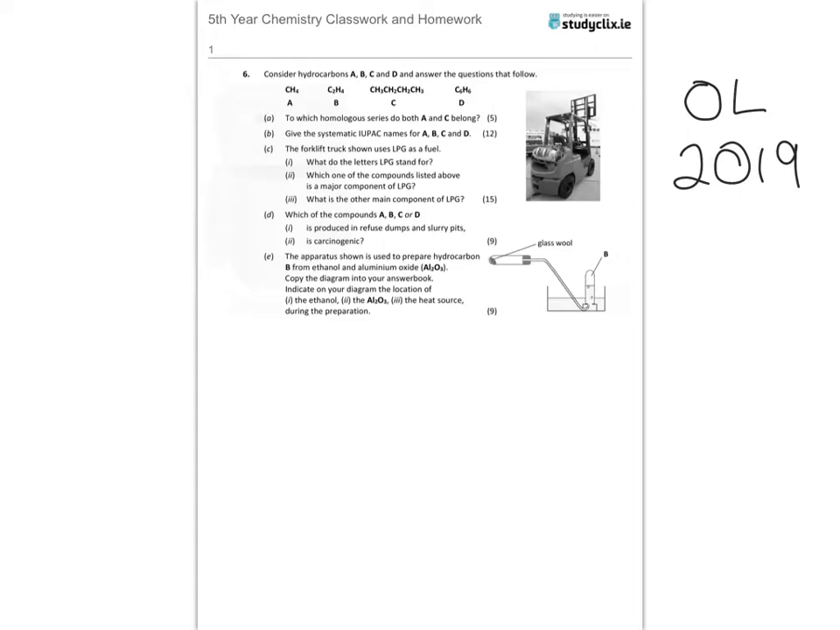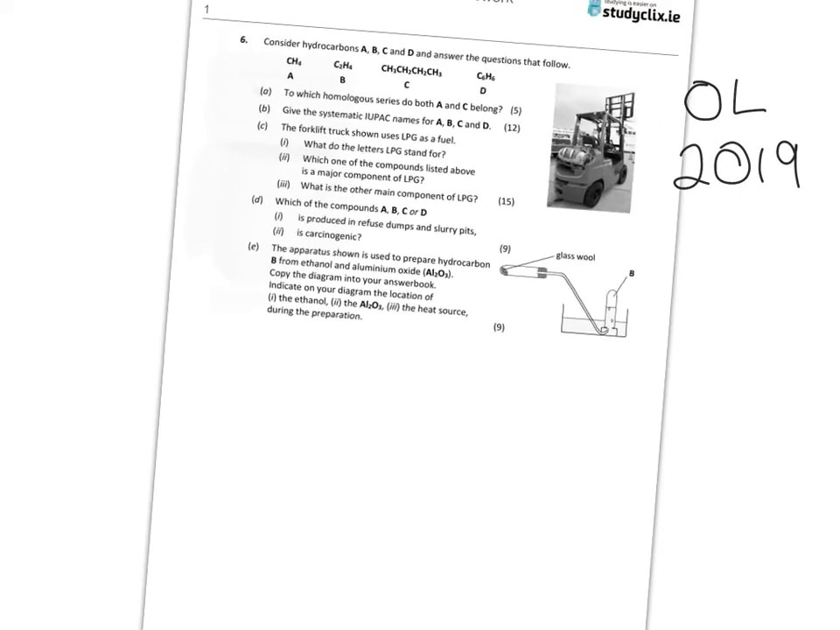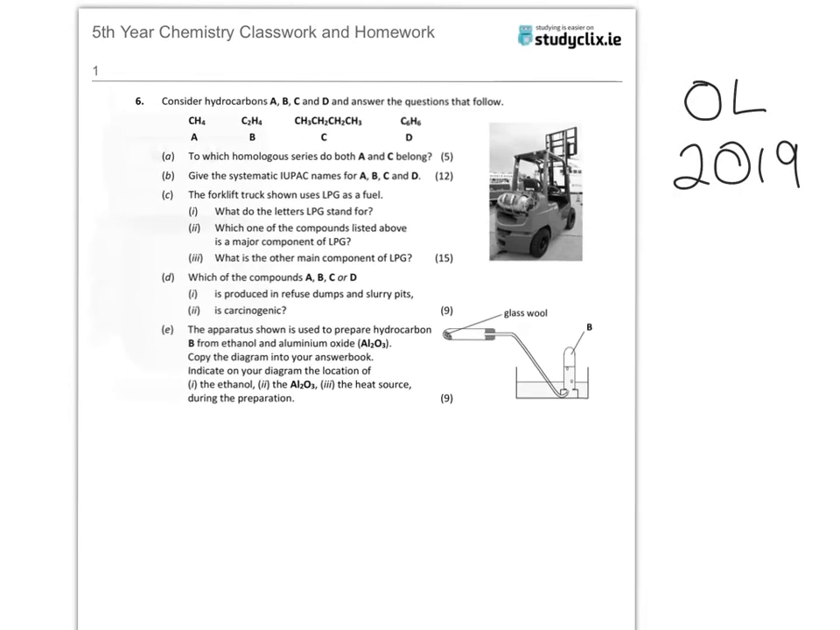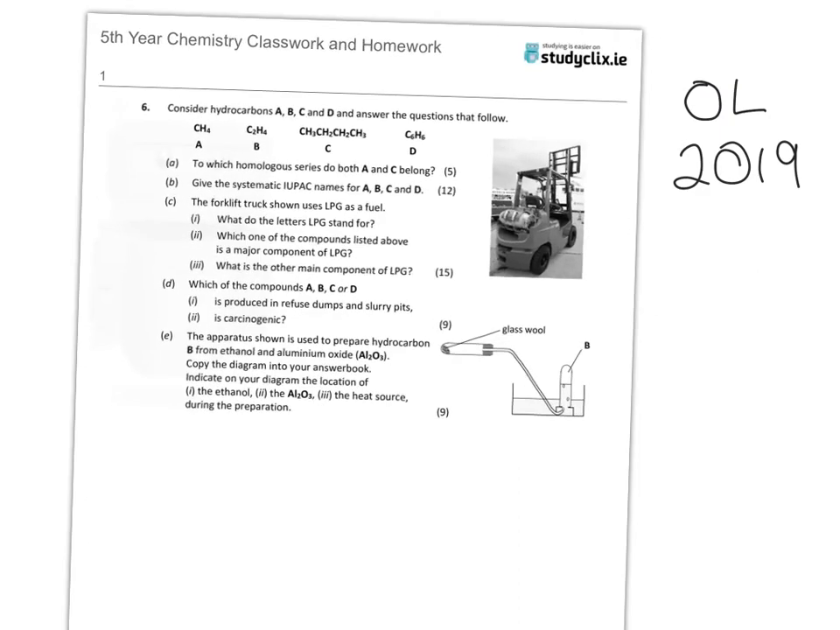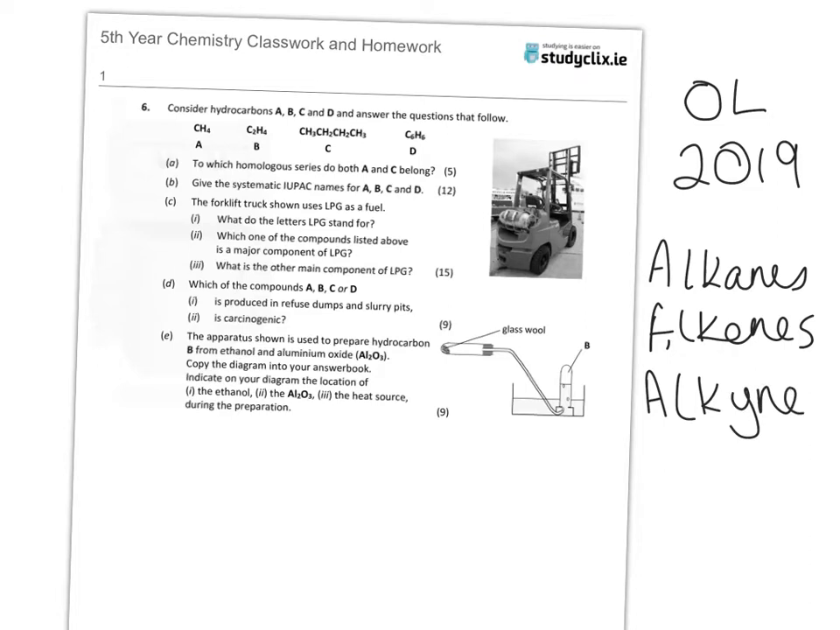So I'm going to start with A. Part A says, to which homologous series do both A and C belong? Now, so far we've only met three homologous series. We've met alkanes, alkenes, and alkynes. Now, alkynes are triple bond. Alkenes are double bond, and alkanes are all single bonds.